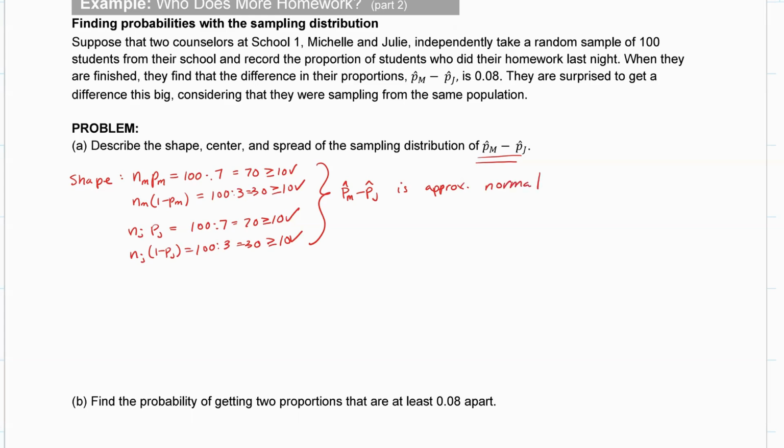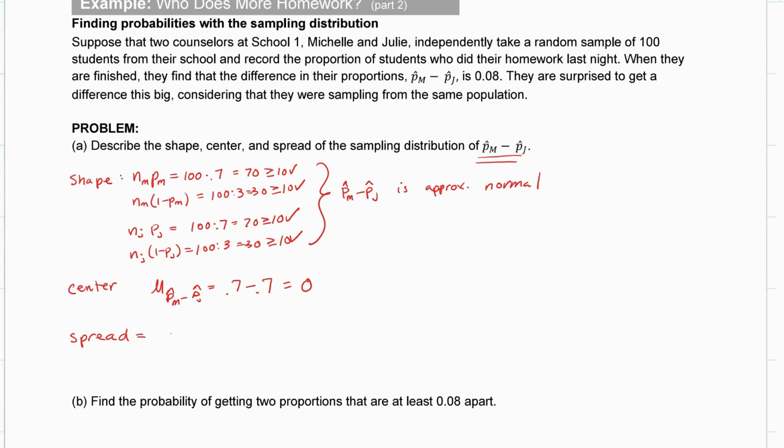Okay, what about the center? Well, the center of p hat Michelle minus p hat Julie will be 0.7 minus 0.7, which is 0. Meaning that if they were to do these samples repeatedly and kept on subtracting their two sample proportions, sometimes Michelle's number is going to be a little bit bigger, sometimes Julie's number is going to be a little bit bigger, but over many, many trials, the average difference in these proportions is 0. And then what about the spread?